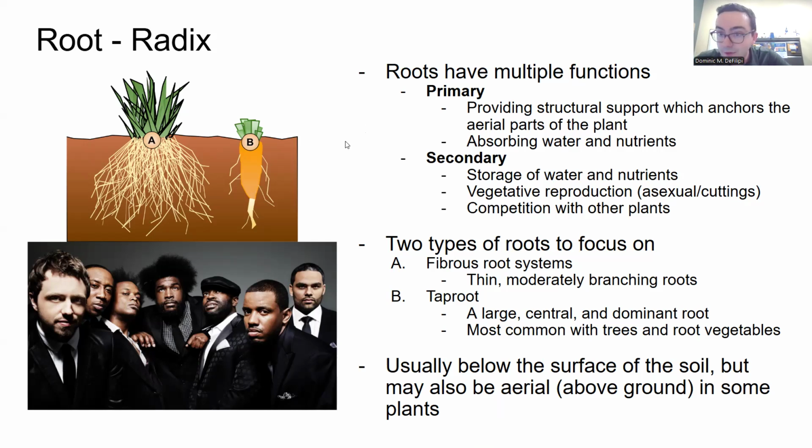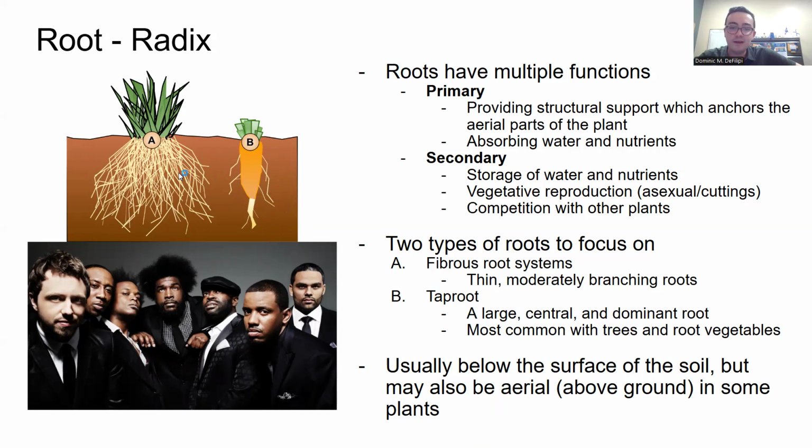There's two types of roots to focus on. We have fibrous root systems, that's A right here. They're thin, they have moderately branching roots. And then we also have the taproot. Taproots are large, central, and dominant roots. They're most common in trees and root vegetables. So when I think of a taproot, the typical example would be a carrot. Big, thick root with maybe some little fibers sticking out from under it. Most root vegetables are taproots.